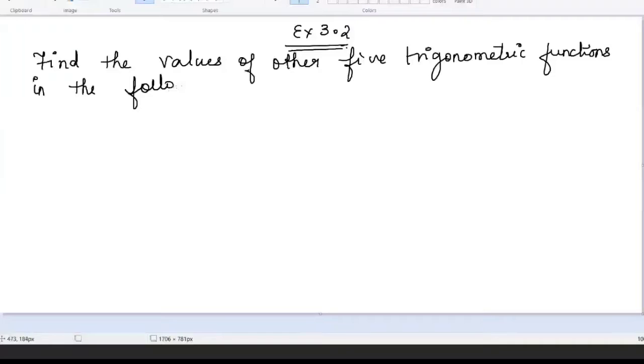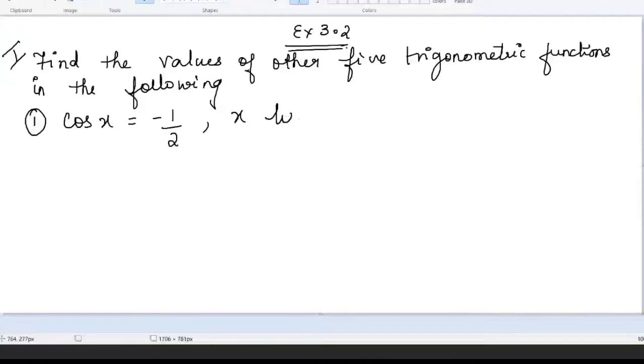So this is your first question. Okay, first question, Roman number 1. In this first question, let us take cos x is equal to minus 1 by 2. X lies in the third quadrant. So this much is given to us. Cos value is given, and it is told x is lying in the third quadrant.